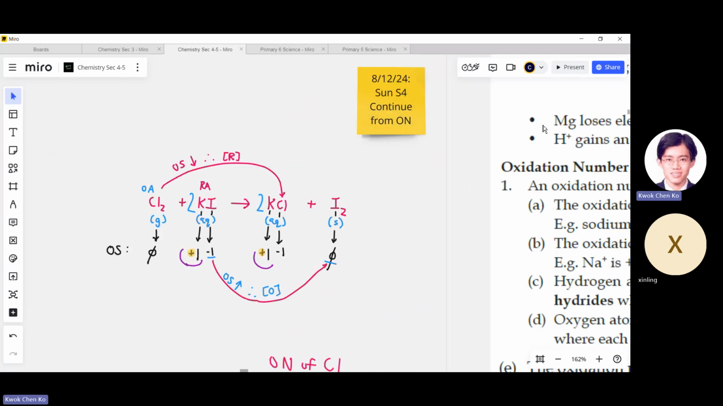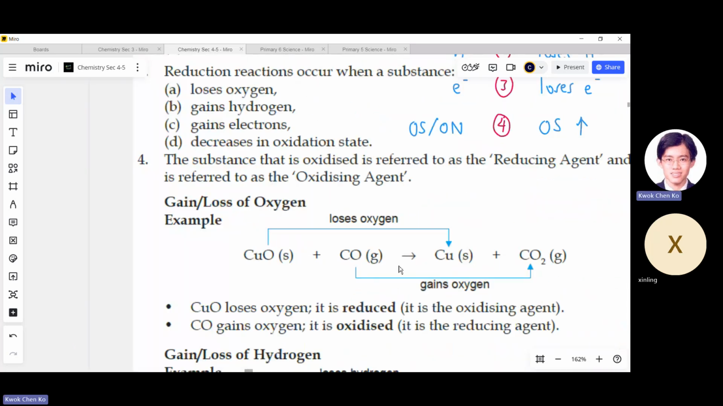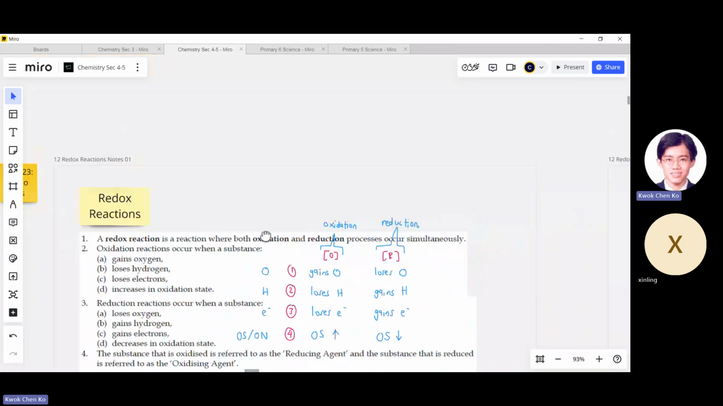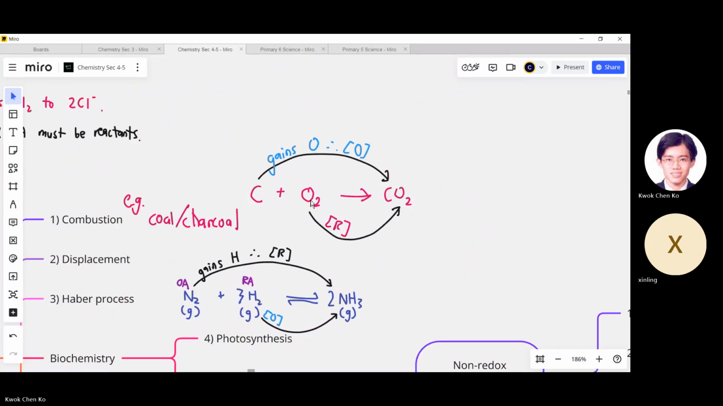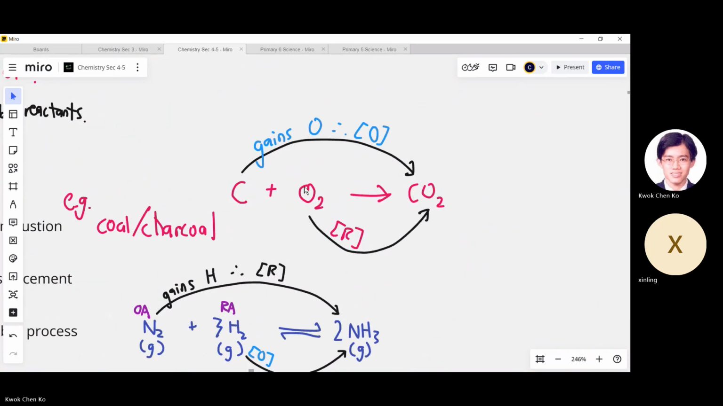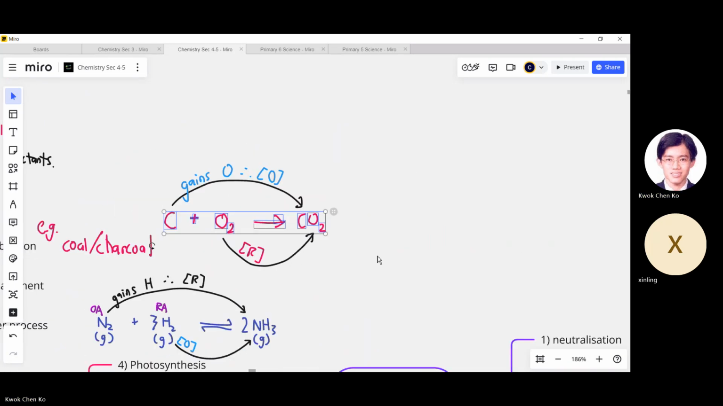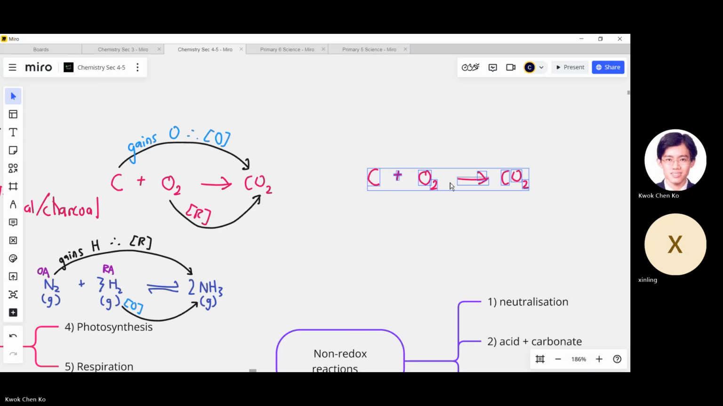Let's go on to address the earlier reaction, this one. Okay, go back to this combustion, which we did earlier. Now, let's work out the oxidation state also. So I need one number here, one for O, one for C, one for O.